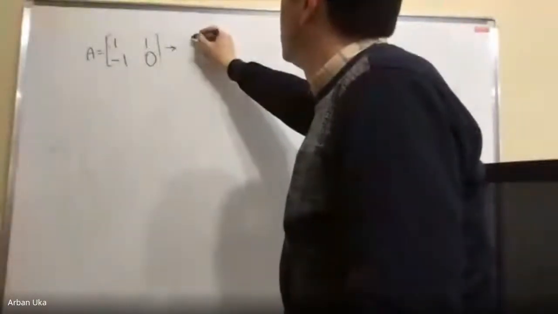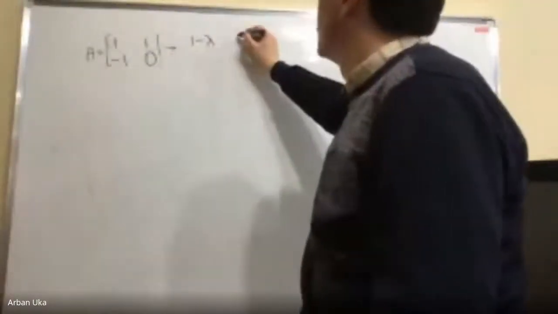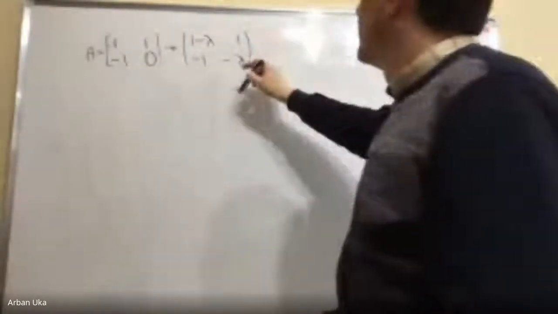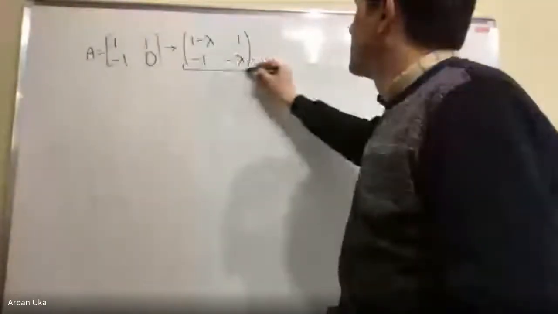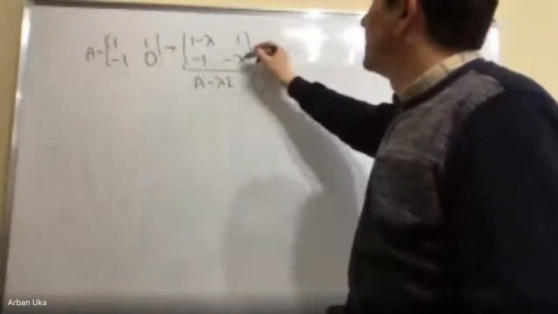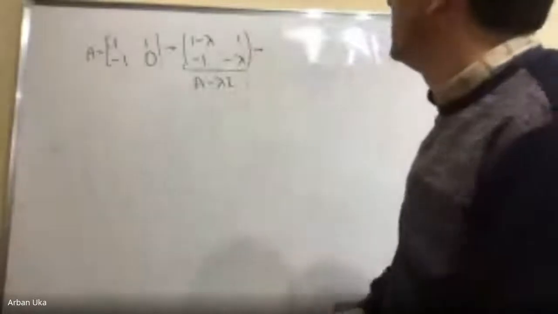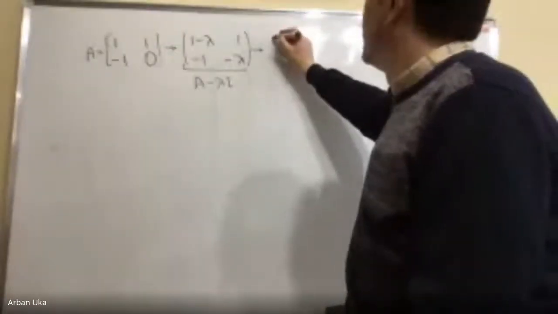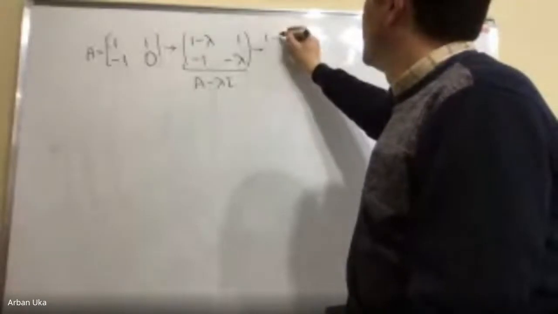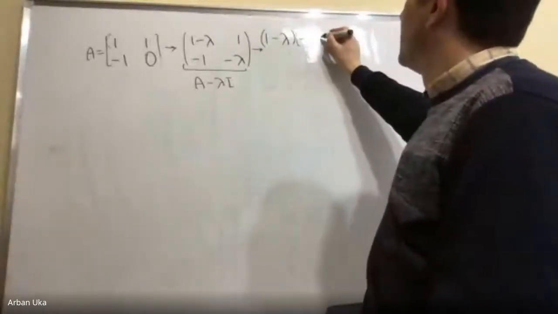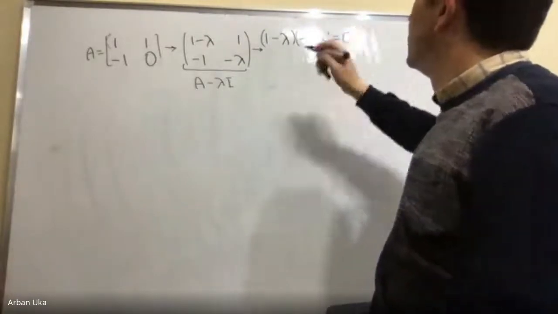To find the eigenvalues, we immediately do the following: 1 minus lambda, 1 minus 1 minus lambda. So this is the expression of A minus lambda I. And now the determinant of this expression should be equal to 0. Then we have here 1 minus lambda times minus lambda plus 1. This is equal to 0.